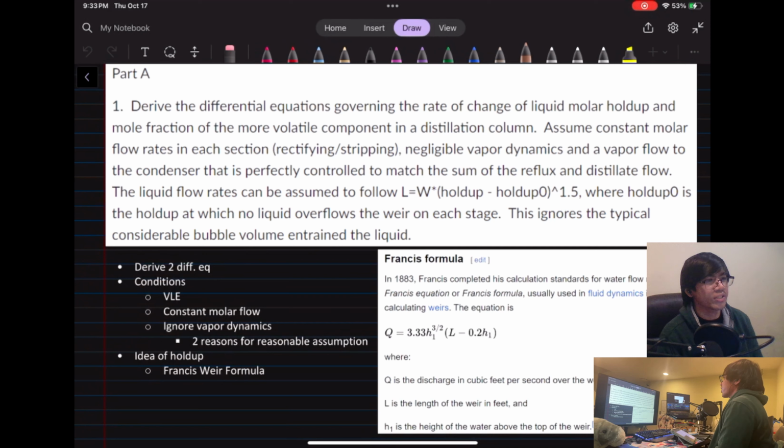holdup and mole fraction, or I'm sorry, governing the rate of liquid molar holdup. So it'll actually be one for moles. We'll do a molar balance, and then another one for a component mole balance for the more volatile component. So involving the mole fractions of each stage. So nothing crazy. And we'll end up having to do a sort of product rule, and we'll write out those expressions here shortly. But going on with more of what the problem's asking, some initial conditions we have.